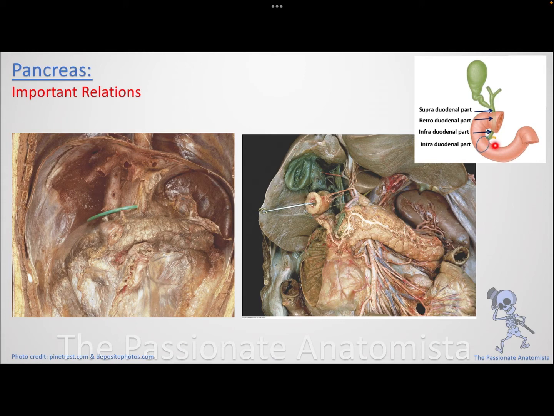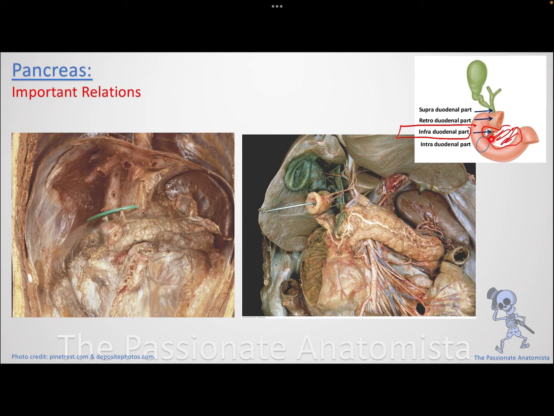Now, what's important here is if you try to imagine that your head of pancreas is basically here. So if you get an exam question, let's say, and they ask you which part of common bile duct is affected in tumor of head of pancreas, you need to know that it's the infraduodenal part, because if you look at this picture, it will make sense that this is the part that gets compressed if there is a tumor of head of pancreas.